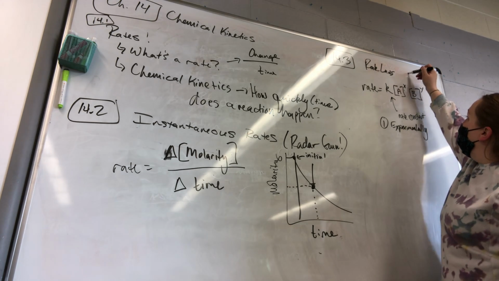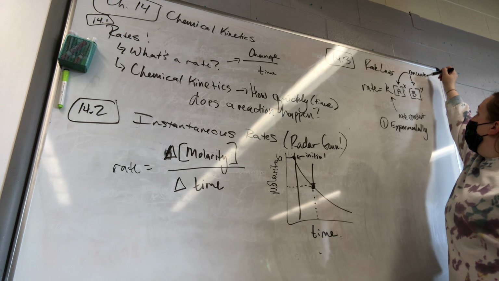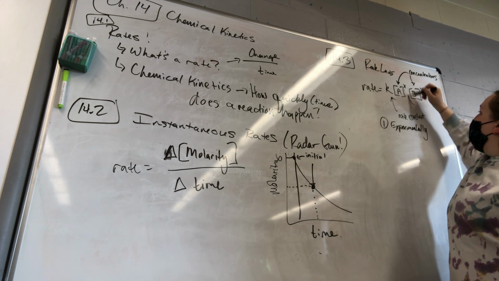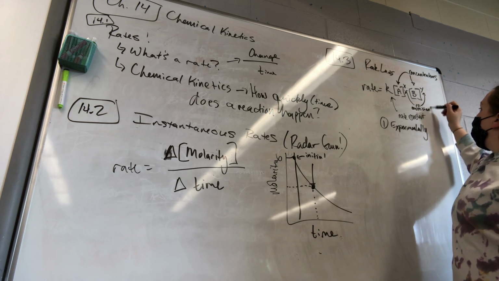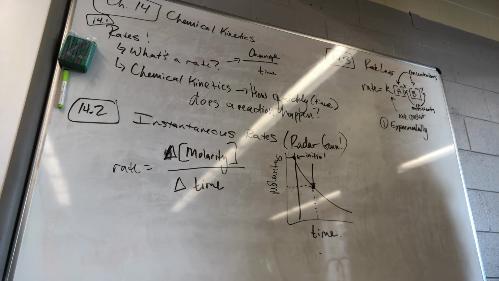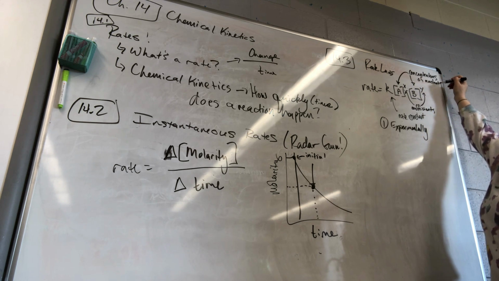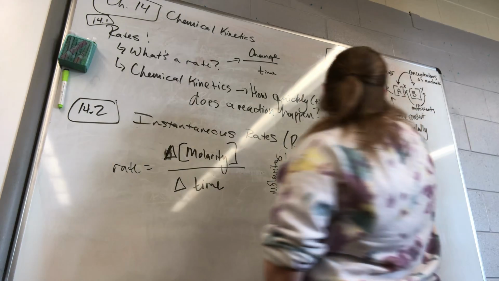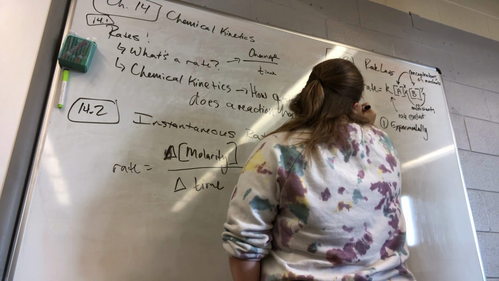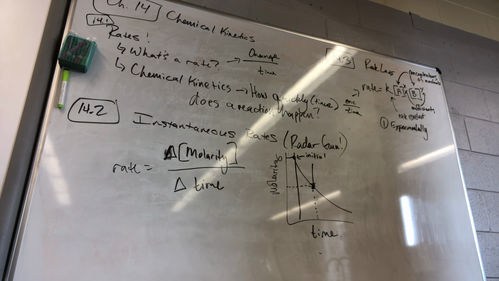All right, what about A and B? Concentrations, good. X and Y, coefficients. Are A and B reactants or products? Reactants. Thank you. What is this guy? Rate, in concentration over time. Oh, it's been a while. All right.